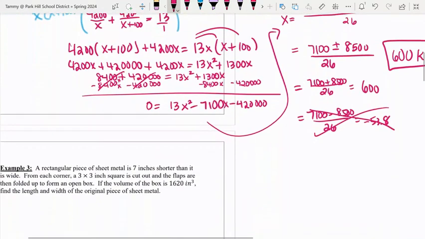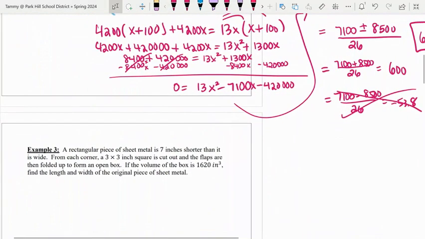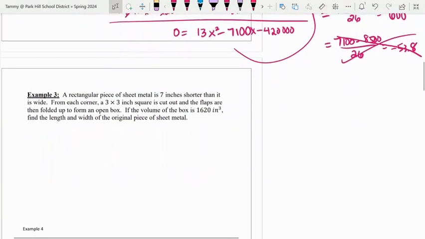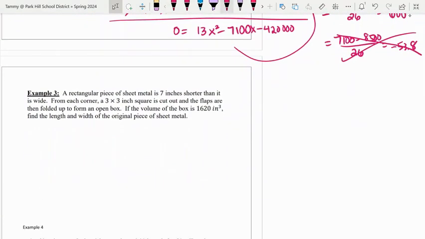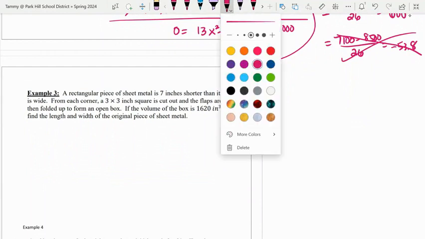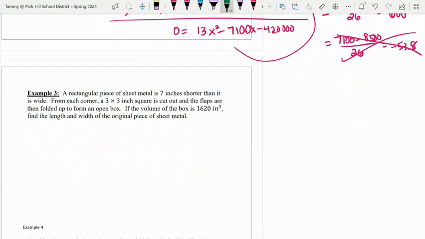All right. Example 3. A rectangular piece of sheet metal is 7 inches shorter than it is wide. So I'm going to draw that first. So if this is x, shorter than it is wide. So we're going to have to make that shorter. So then this is x minus 7.